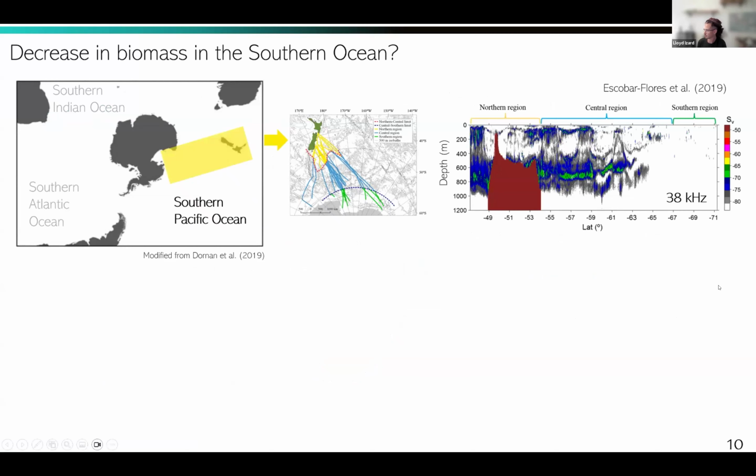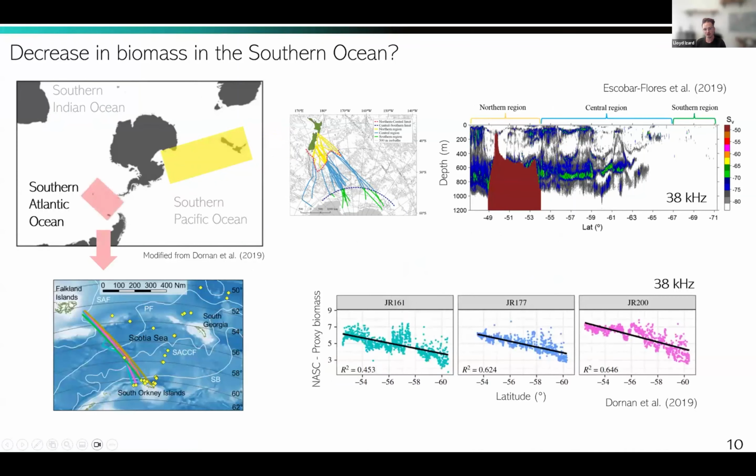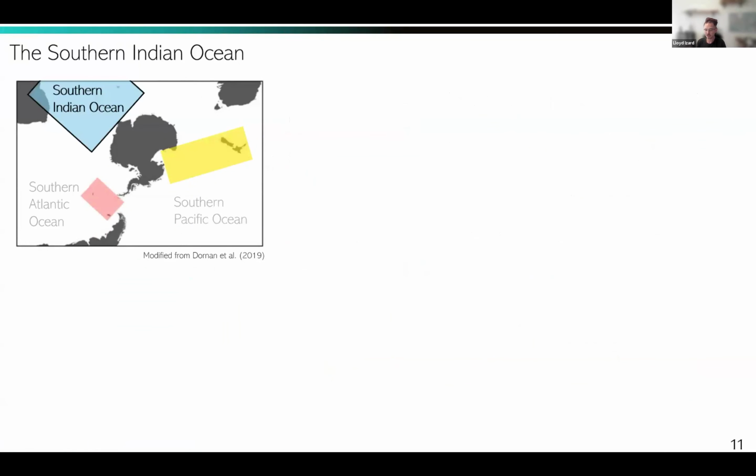For instance, Escobar Flores and collaborators have observed this distribution of signal in the Southern Pacific Ocean. Dornan and collaborators have observed the same process in the Southern Atlantic Ocean, and that's over recurrent cruises, so over many years. Today I'll provide a description of the acoustic landscape in the Indian sector of the Southern Ocean.